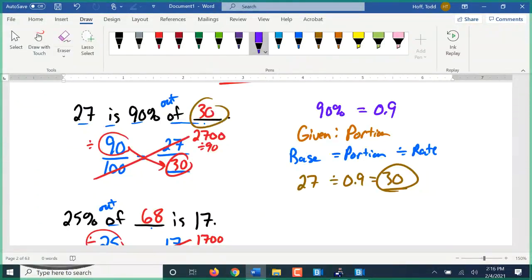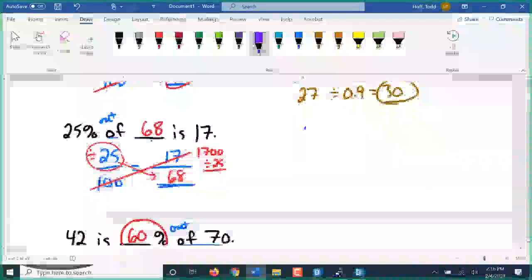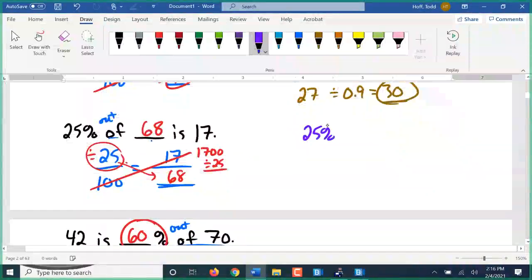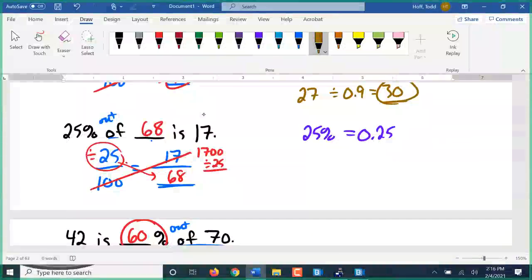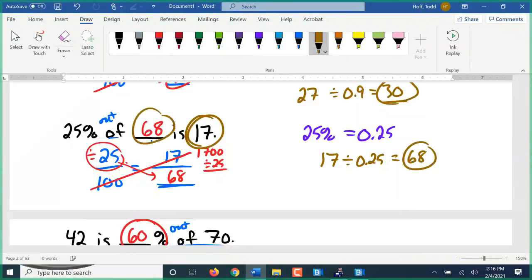The next example here, 25% is our percent. As a rate, that is 0.25. And once again, we're given that portion, the 17. So we do 17 divided by the rate of 0.25, and that'll give us 68.